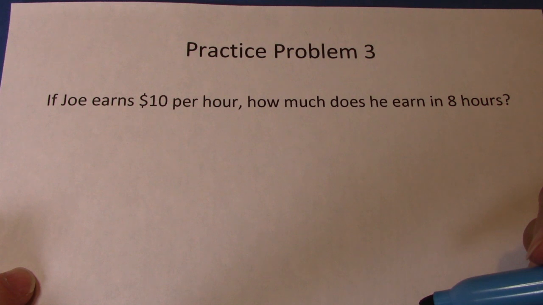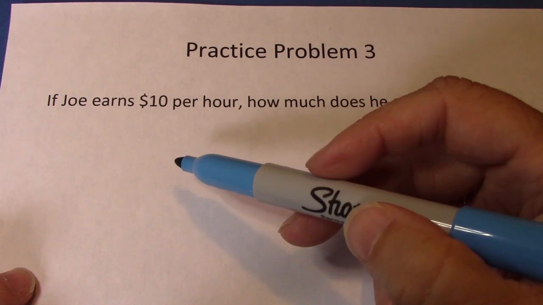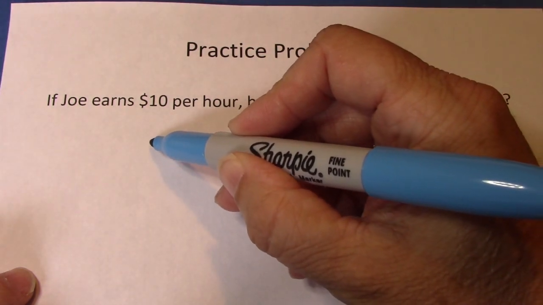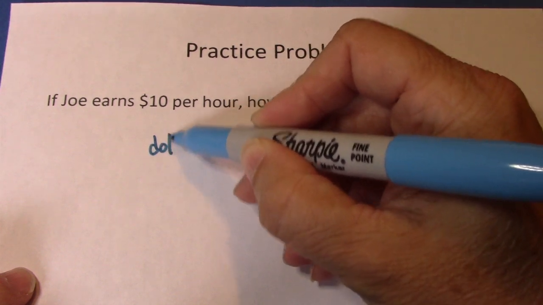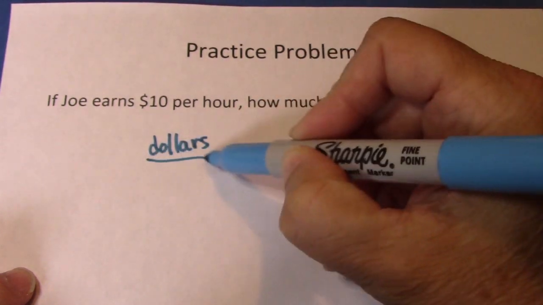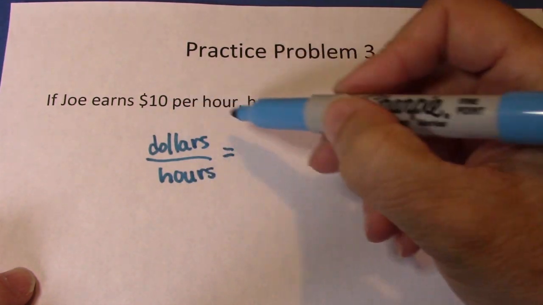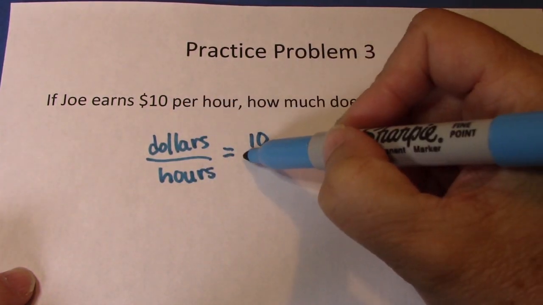In problem 3, it says if Joe earns $10 per hour, how much does he earn in 8 hours? Now we need to set this up ourselves. It's going to be a direct proportion. The more hours he works, the more he earns. So the relationship is between dollars and hours. And we know that he gets $10 per 1 hour.